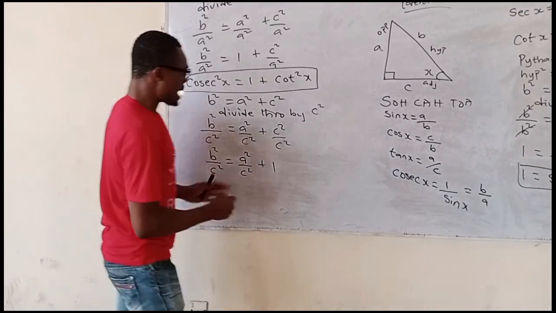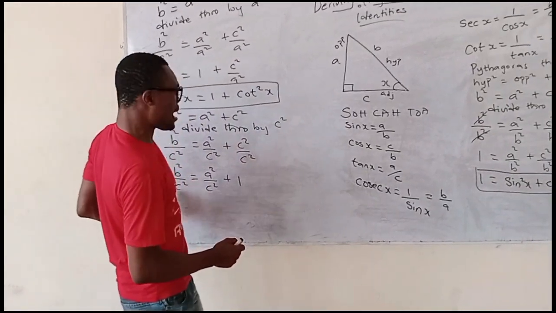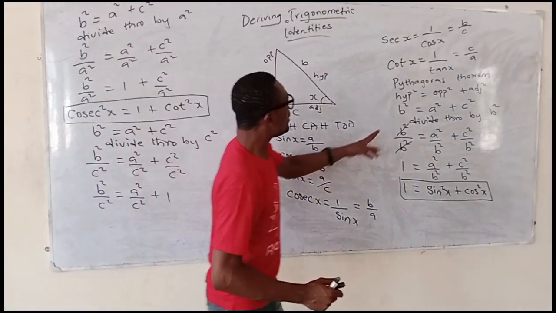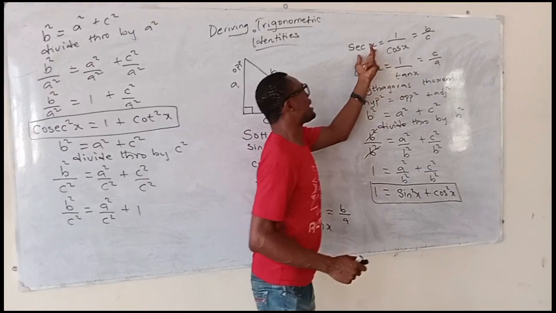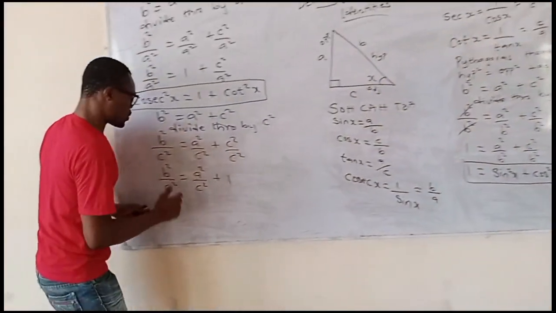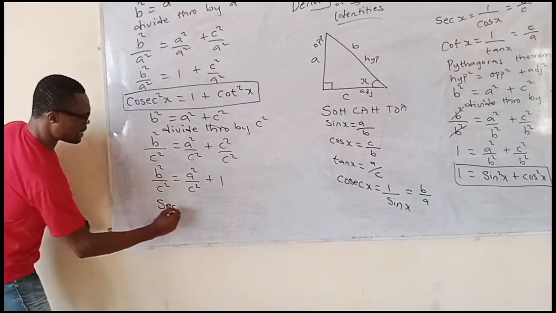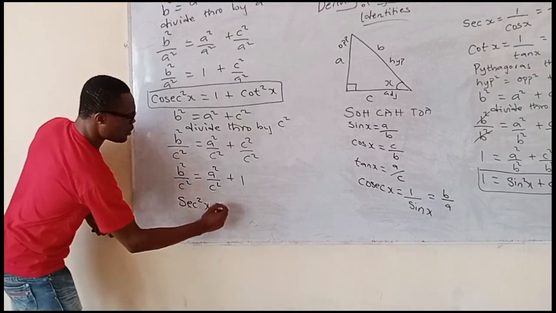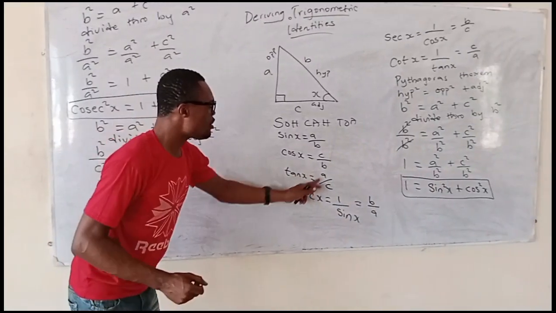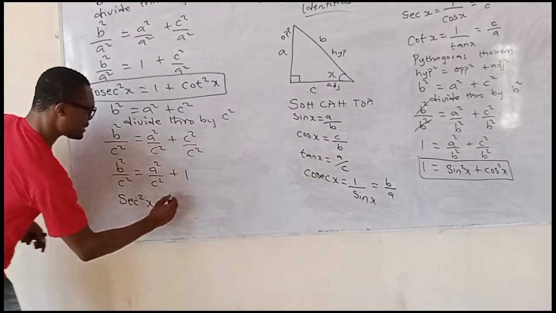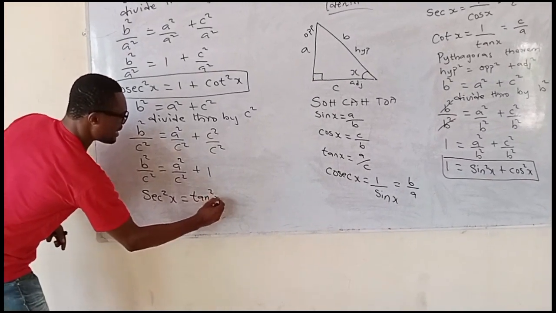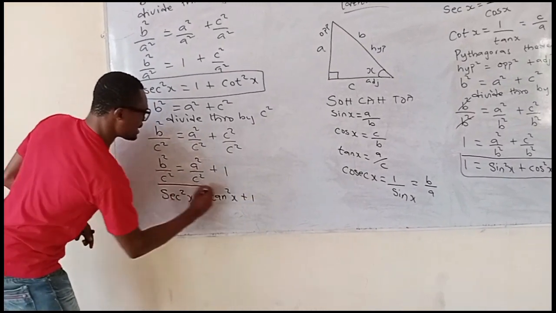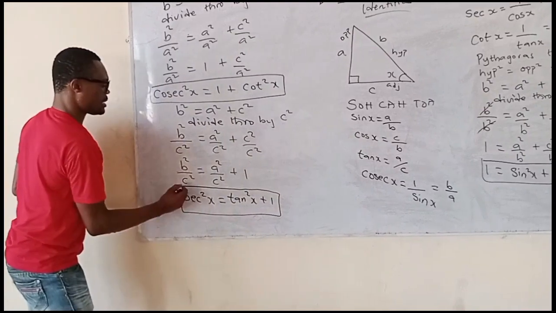So I'll now check my trigonometric ratios again. Where do I have b over c? b over c is sec x. So because of the square, I'm now going to have sec squared x is equal to a over c, and a over c is tan x. So that is tan squared x plus 1. So this is another trigonometric identity.